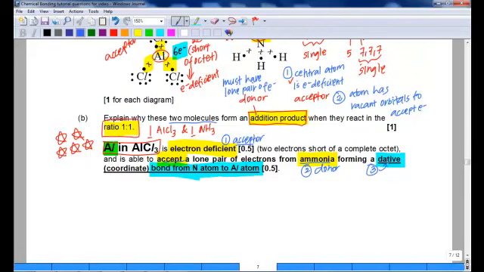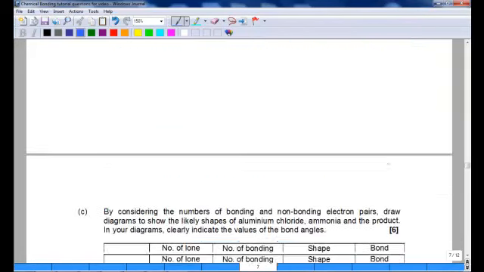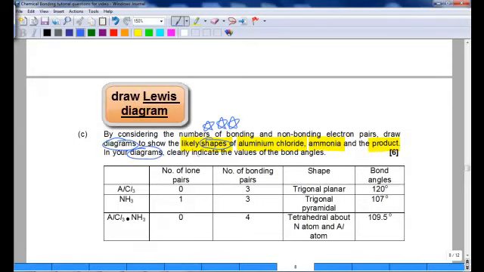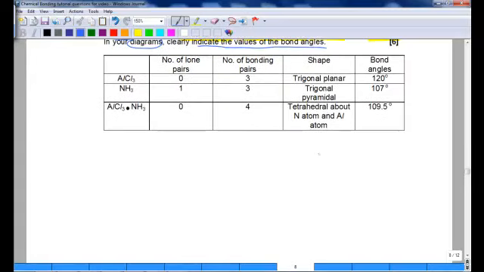Moving on from here, we look at part C. By considering the numbers of bonding and non-bonding electron pairs, draw diagrams to show the likely shapes of aluminium chloride, ammonia, and the product. So take note, you need to show the shape in your answer. This is the requirement given. And they say draw diagrams. So what do we mean by a diagram? You need to indicate clearly the value of the bond angles. So let's draw it together.